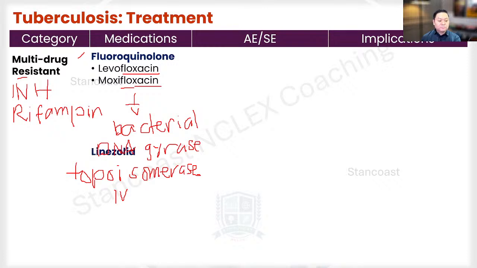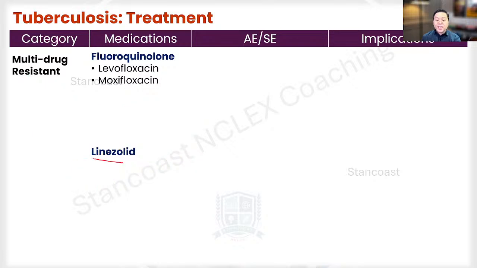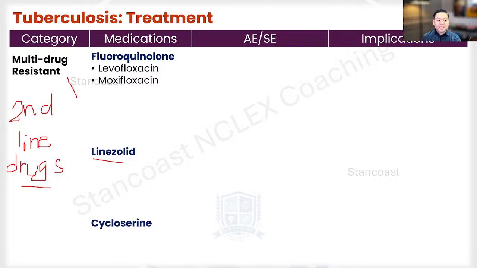Oh, before we proceed to that, let me erase this. So another group of medications that will be considered as second line drugs. And again, these medications are intended to fight against the multi-drug resistant type of TB. Okay, and another classification will be the cycloserine, and we'll talk a little bit more of that.